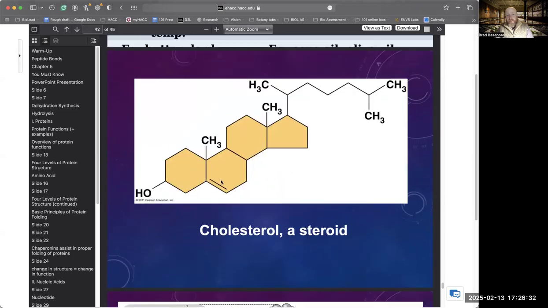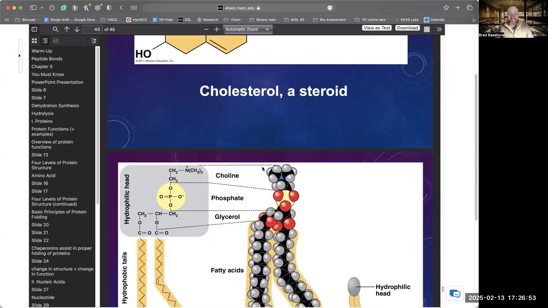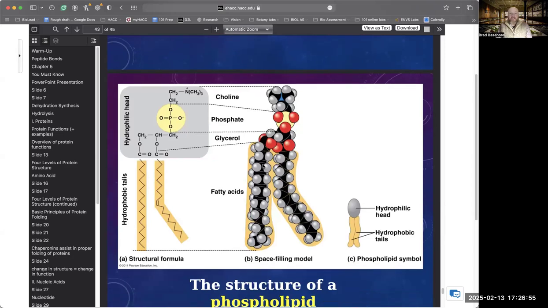So again, here is that ring structure of cholesterol. You can see it's nothing like the triglyceride. And again, this gets modified to get turned into estradiol and then eventually testosterone. But this is the basic steroid that mammal bodies make, at least. And then here is that last one, a phospholipid.